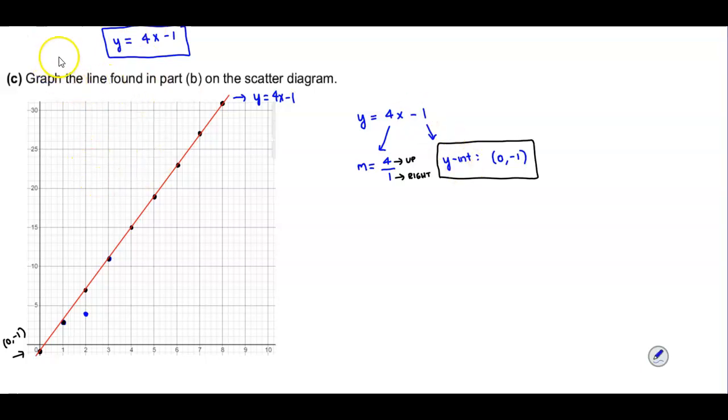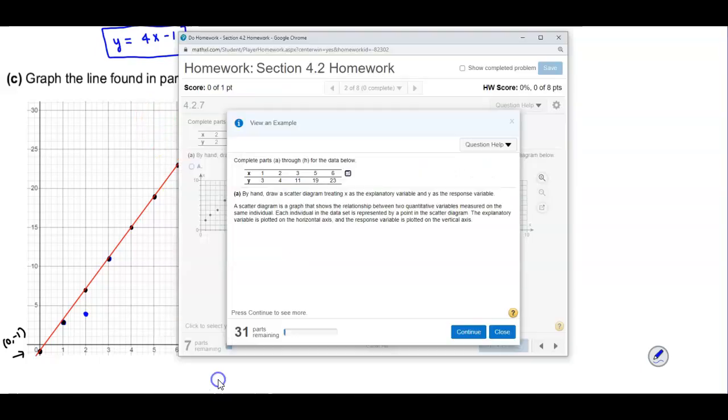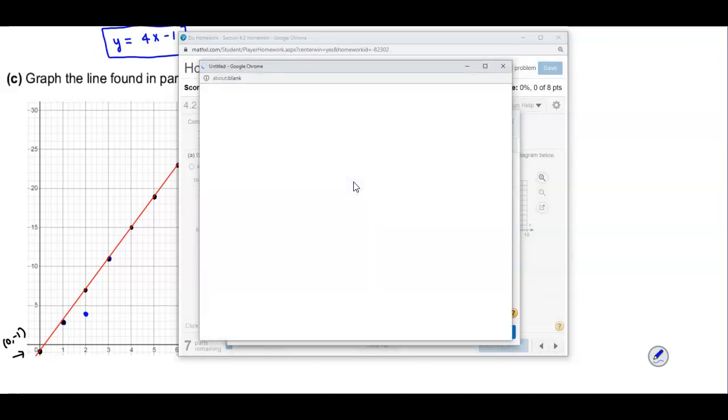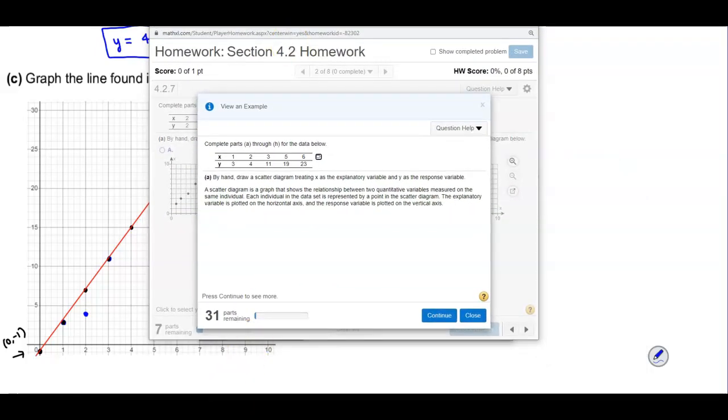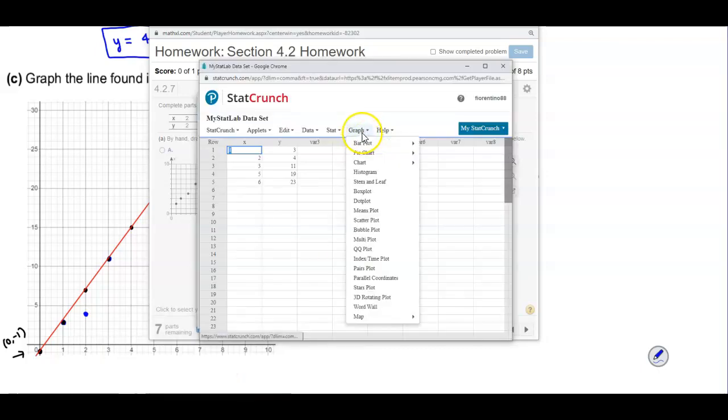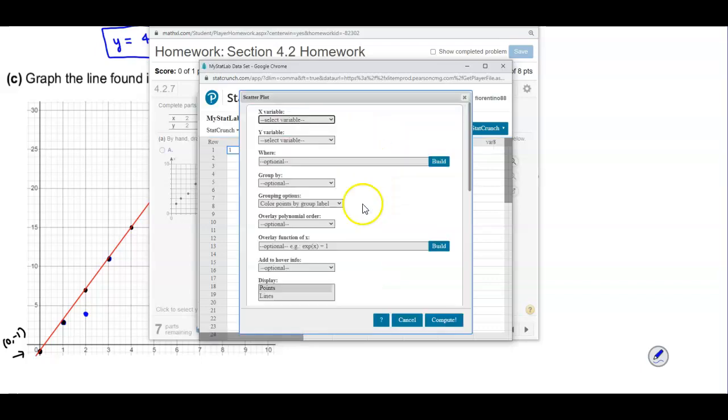So as you can see here with A, B, and C, this is how you're going to do that by hand. Now, if we want to do this with StatCrunch, I'm going to pull up the data here and open it up in StatCrunch. Then I want to take this data and create a scatter plot. So down here in Graph, I'm going to go all the way down to Scatter Plot. I'm going to make sure that my x variable is the x column and my y variable is the y column.